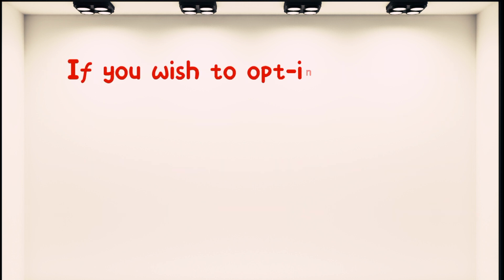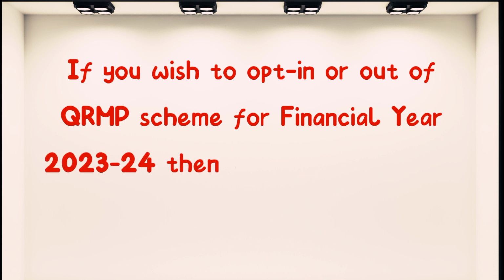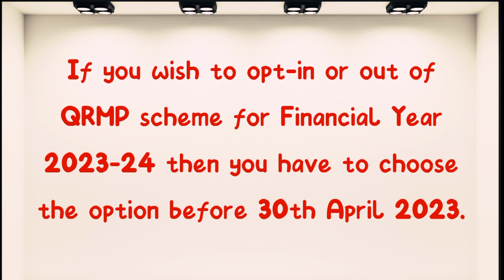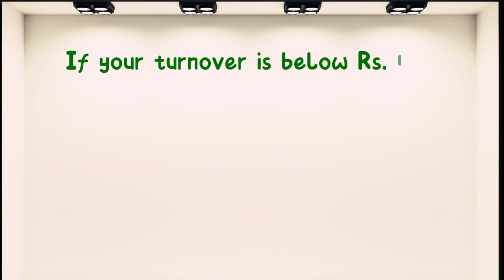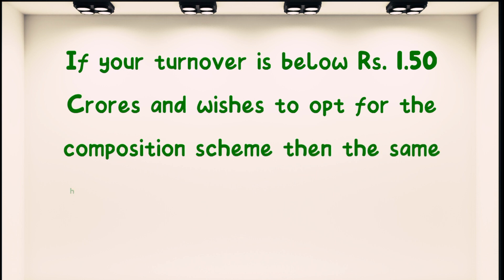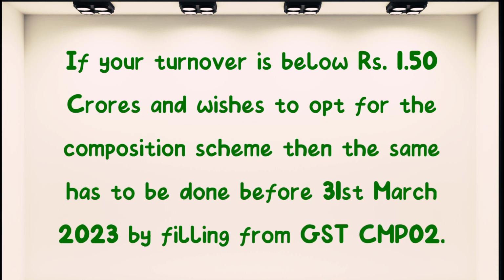If you wish to opt in or out of the QRMP scheme for financial year 2023-24, then you have to choose the option before the 30th of April 2023. If your turnover is below Rs 1.50 crores and you wish to opt for the composition scheme, then the same has to be done before the 31st of March 2023 by filing Form GST CMP-02.